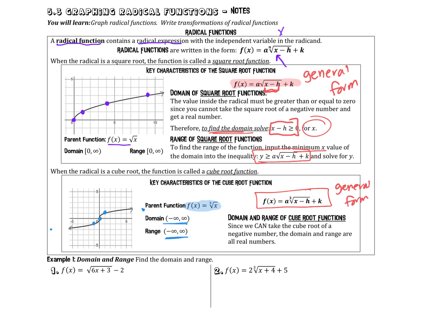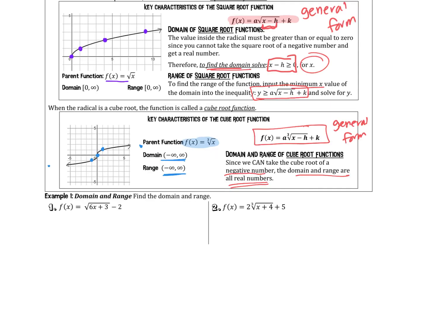that's not going to affect the domain and range because we can plug in and have negative numbers inside the cube root. The domain and range is going to be all real numbers no matter what type of cube root function we are looking at. So let's go ahead and actually just find the domain and range for a couple of examples. And then let's see how we can apply what we already know about transformations to graph functions like this.